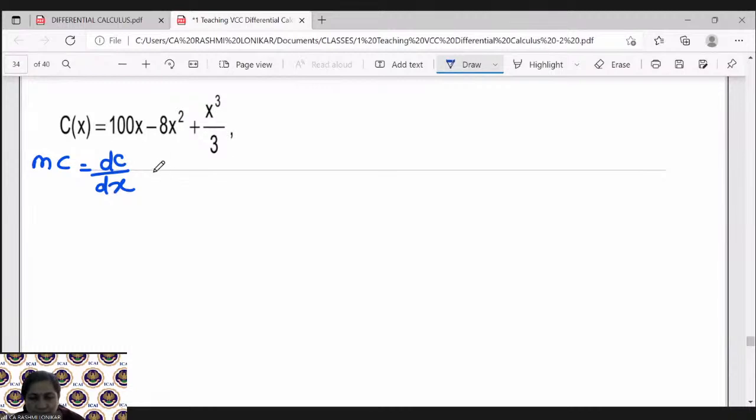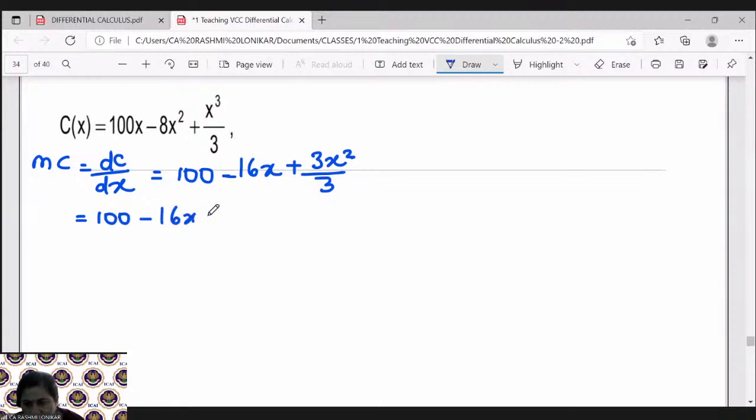So what will be the derivative? This is 100 minus 8x square. The derivative of x square is 2x, and 2x into 8 is 16x. And x cube gives 3x square, so 3x square upon 3. Now this is 100 minus 16x plus x square. Now at this, what do I do? Equate to 0. So I have x square minus 16x plus 100 is equal to 0.